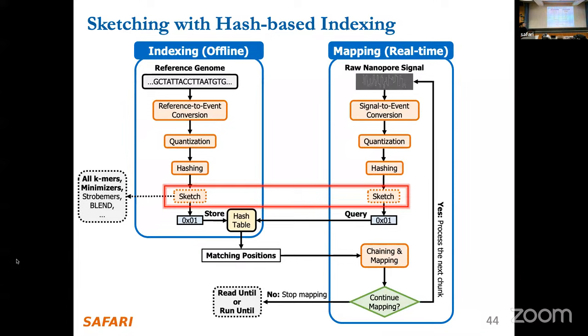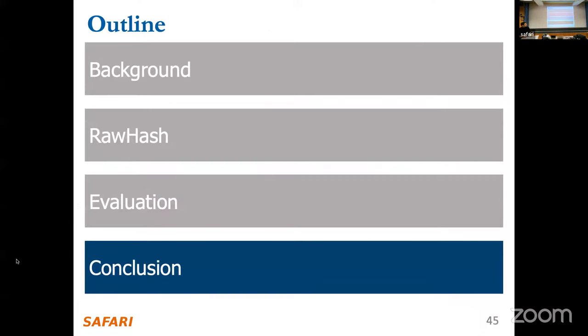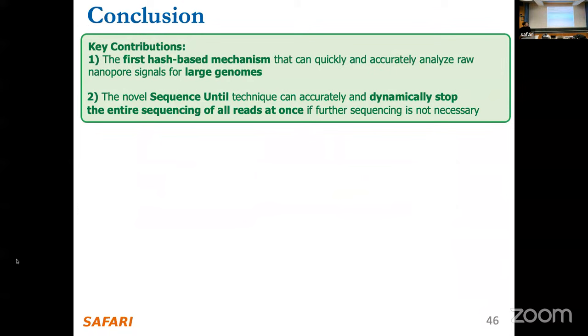One approach or one step for this is sketching. Sketching, if you remember from last week, is the sampling mechanism of figuring out which seeds to use in the subsequences. For example, we could use minimizers, strobemers, or BLEND as sketching techniques so that we can even further improve our similarity search with these hash values. So with that, I'll essentially conclude RawHash.